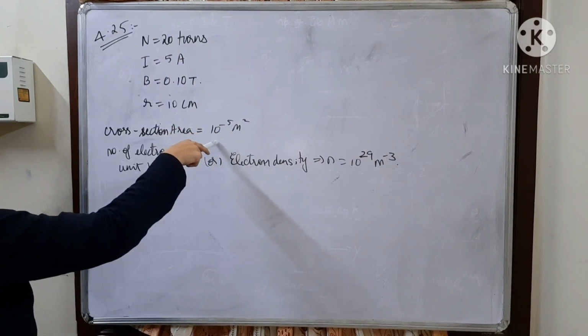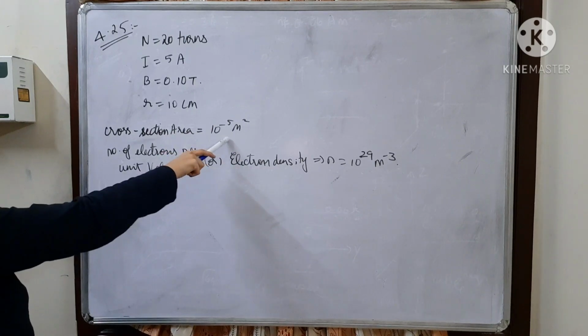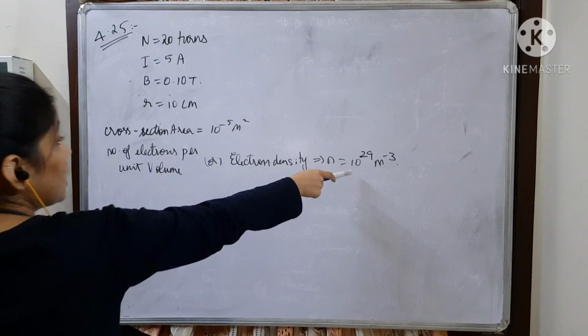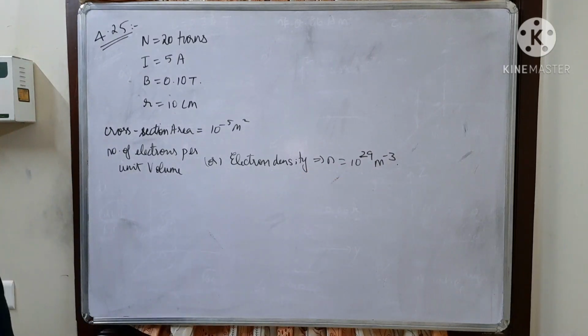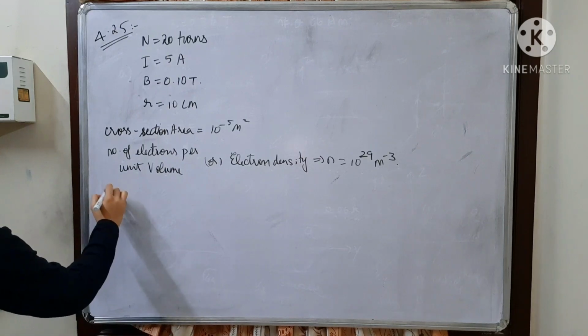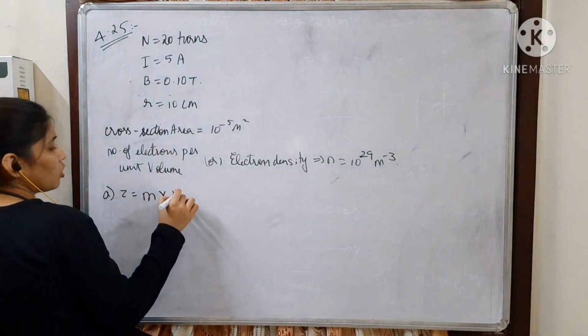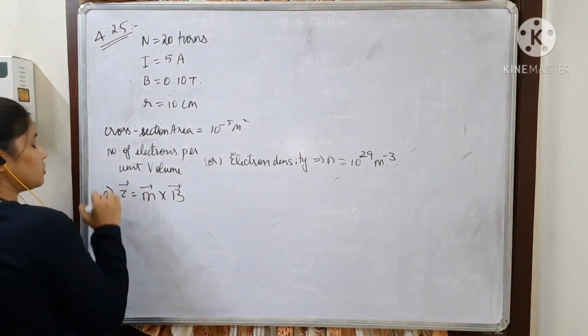Okay, this is the radius, this is the area of the wire. Cross-section area of the wire. And the number electron density is given as 10 power 29 meter minus 3. So they're asking what is the torque acting on the coil. Now you know very well torque is equal to m cross b, m vector cross b vector.